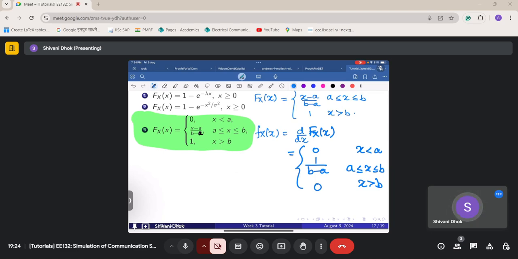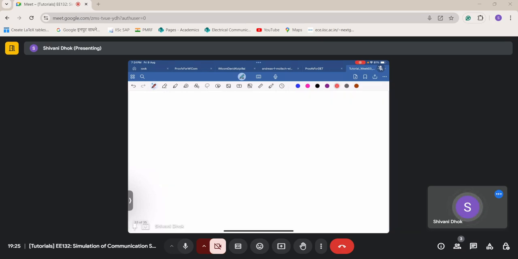So this particular random variable takes a constant value over a particular range, and it is uniform in that range, and hence this random variable is known as the uniform random variable. Okay, so again let's do the same thing. So we have a uniform random variable.